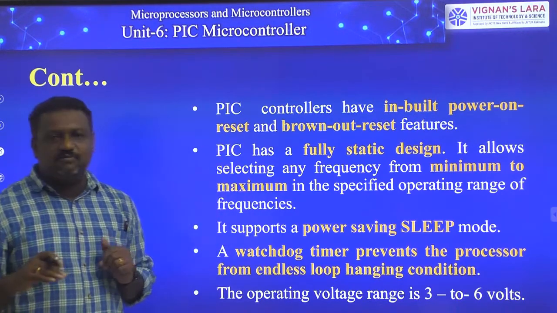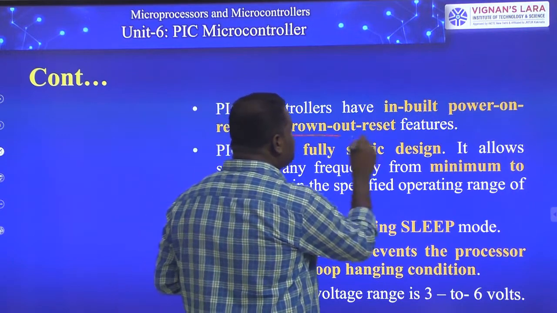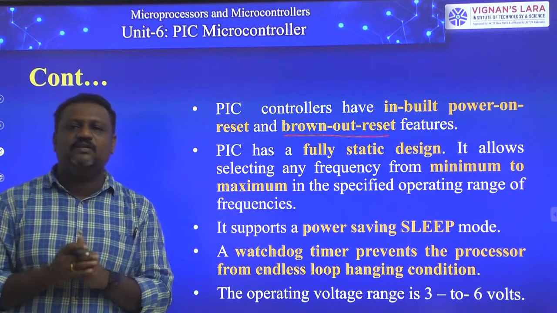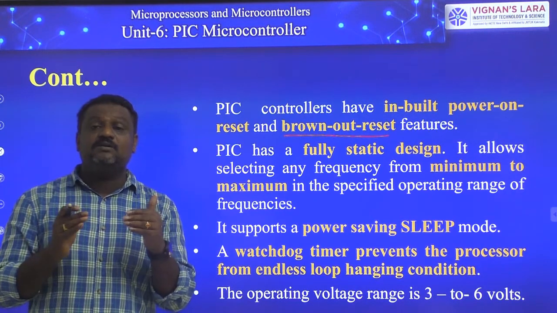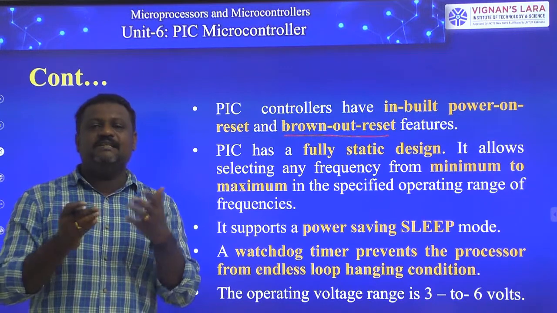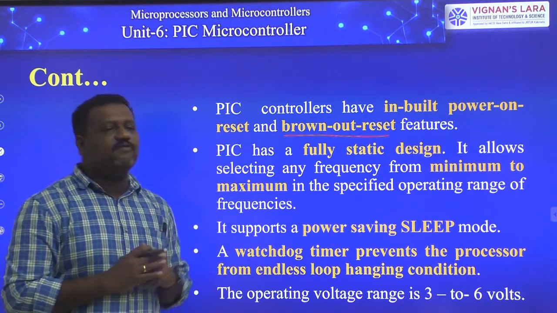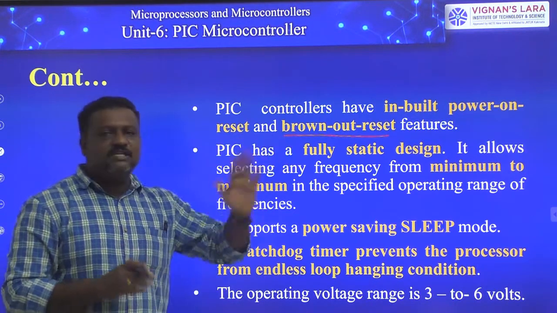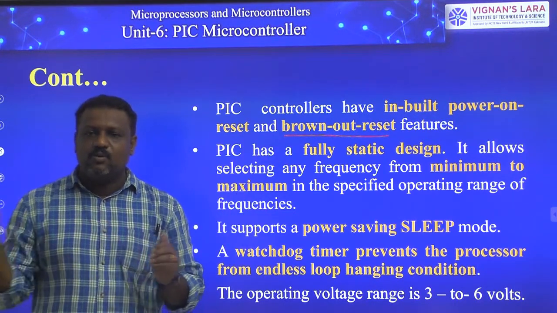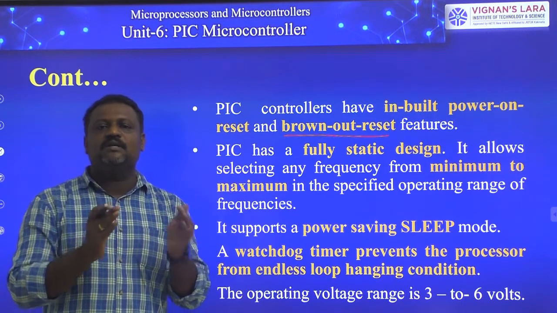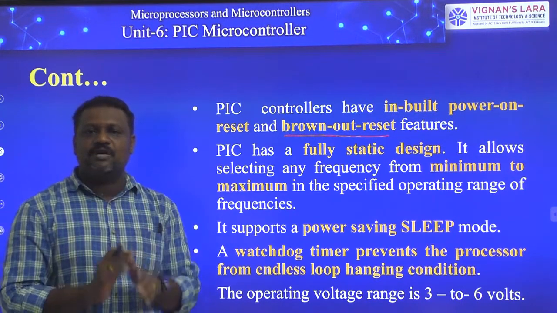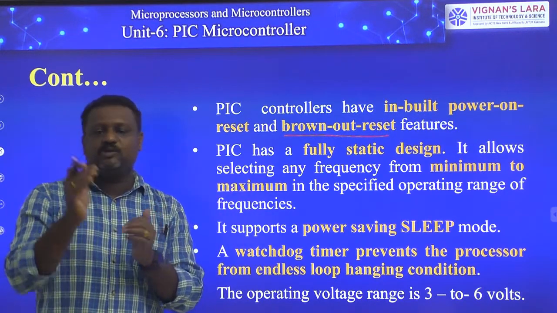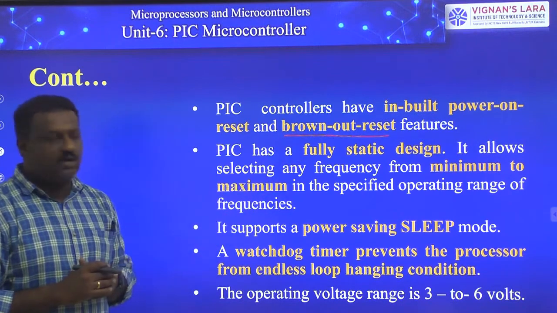At the same time, it has one more feature, an inbuilt brownout reset mechanism. This brownout reset mechanism is purely related to power. Once the power received by the controller is less than 4 volts, automatically your controller resets. I repeat, this brownout reset mechanism only comes into the picture once the received voltage of your controller is less than 4 volts; then your controller resets itself. That means it can protect itself from power fluctuations. So that is about brownout reset.